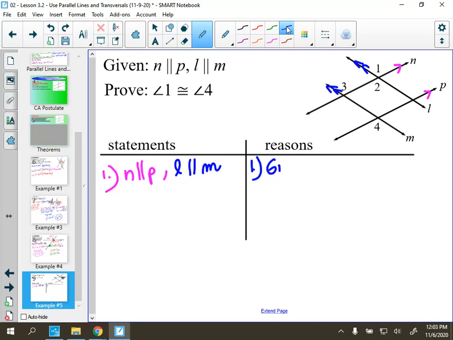Okay, so that's given to us. We were given that those lines were parallel. What are we trying to prove here? We're trying to prove that angle 1 is congruent to angle 4, right? Just like before, this is our guiding statement: angle 1 is congruent to angle 4.